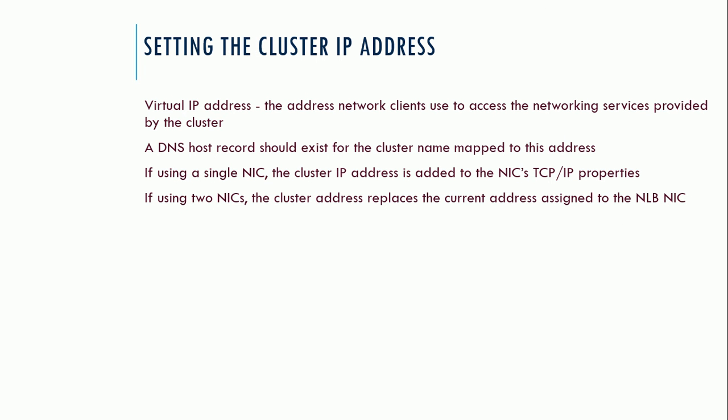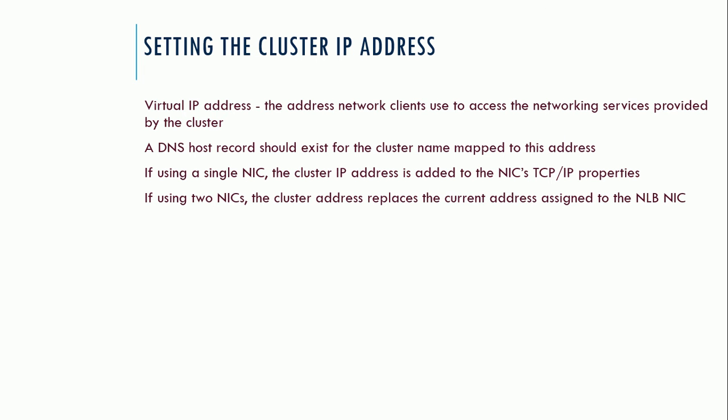Okay, so the virtual IP address is the address that the network's clients use to access the network services provided by the cluster. You have to make sure you set up a DNS host record for the cluster IP. So you're going to need an FQDN to point to, so an A record on the FQDN for the virtual IP that you're going to use for your cluster.